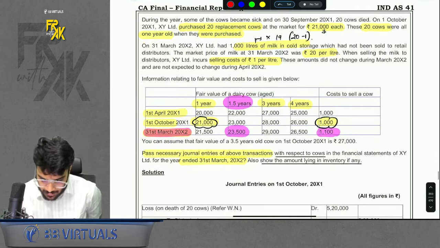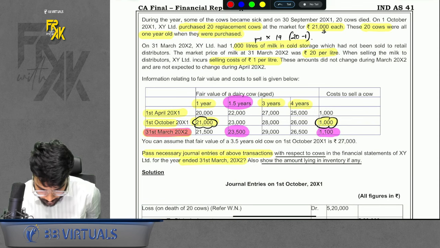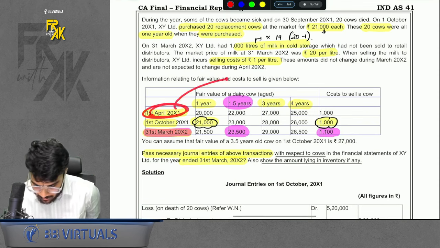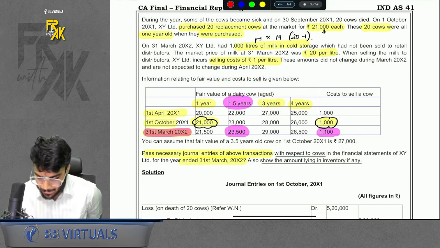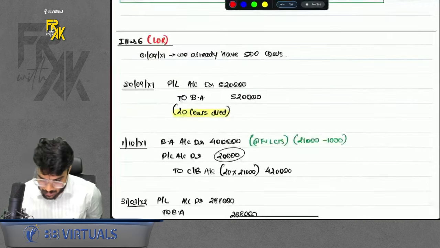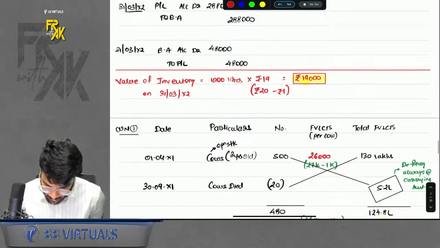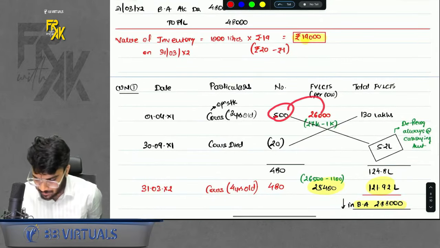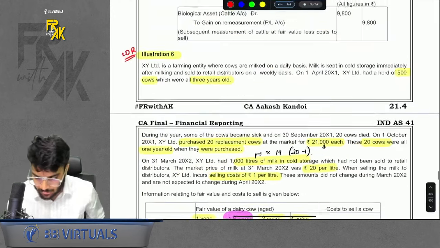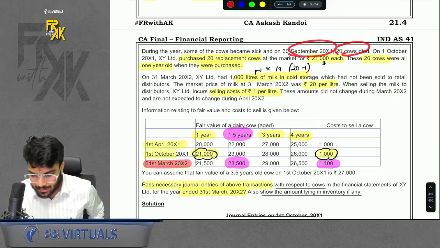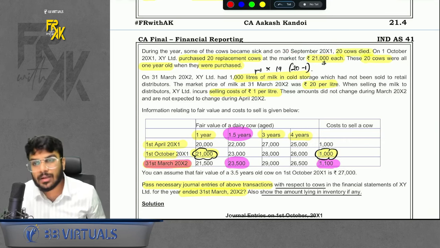Value, how to find this? See, on 1st April we had 3-year-old cows, 500 of them. The fair value is 27,000 for a 3-year-old cow, and cost to sell is 1,000. So what is the FVL CTS of these cows? It is 500 into 26,000, 130 lakhs basically. Now what happened is, on 30th September, 20 cows died. So when a cow dies, it is a loss for you.